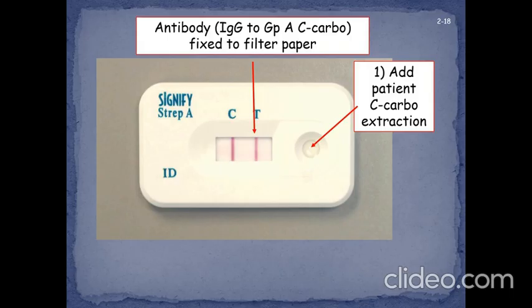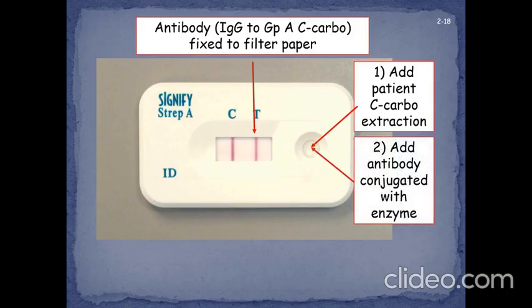Now, at this point, we would add that antibody that's been conjugated with enzyme. So we have really two antibodies in this case. One of them has been fixed to the paper in the manufacturing of this, and another one that we're going to add. So we add this antibody conjugated with the enzyme, and it's going to move across. And if it now sees this group A C carbohydrate that's been stuck at that test line on there, or on the control line, it's going to then attach to it.